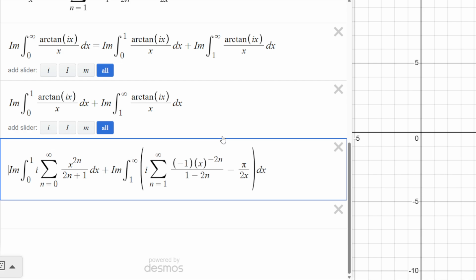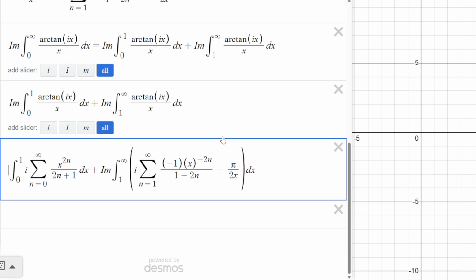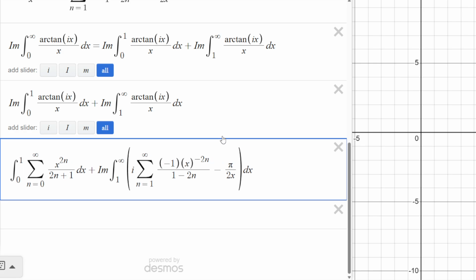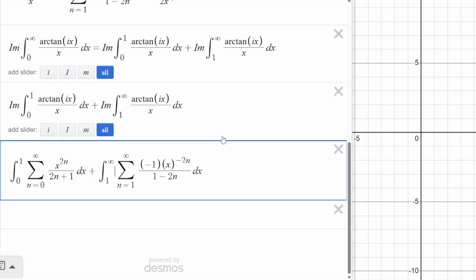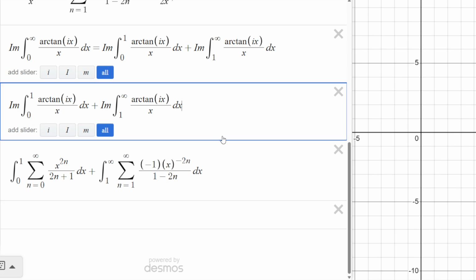So let's see. Well, we don't need the imaginary operator on this anymore. That's just going to go away. All right. Now, taking the imaginary part, this is going to go away. And this is purely real, so it will also go away. And we no longer need the imaginary operator. All right. Now, let's just check to see if this is true.